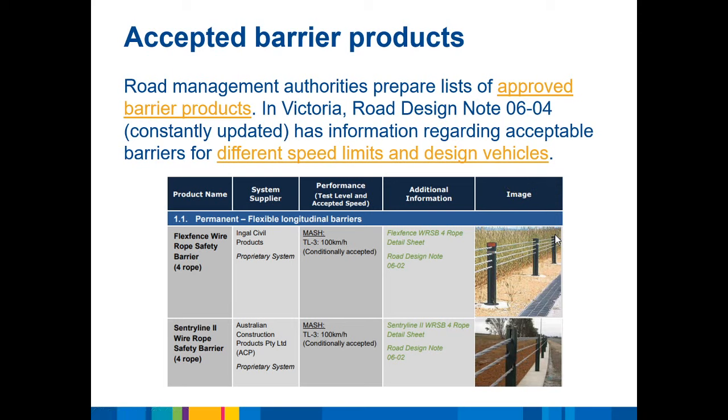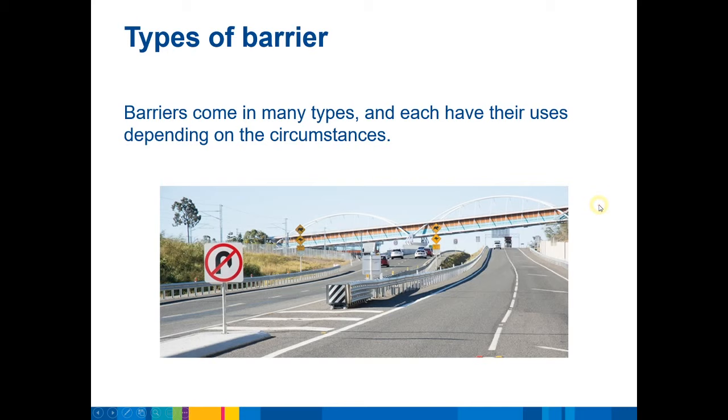This detail is updated. And if you check your key lecture question 7, where can information on acceptable safety barriers in Victoria be found? This is in Road Design Note 0604. There are heaps of road design notes produced by Vic Roads on all sorts of things. 0604 is what you want for safety barrier.